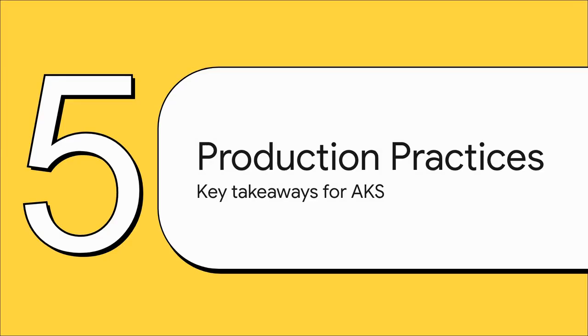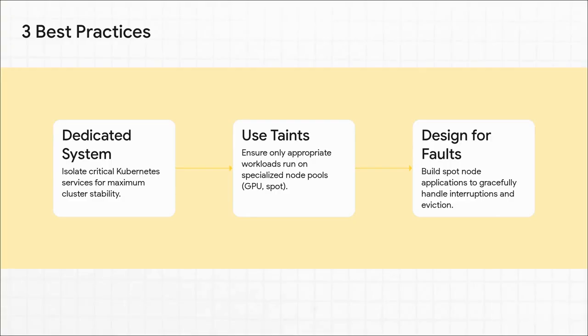Okay, let's wrap this all up. We're going to distill everything we've talked about into 3 essential, production-ready best practices for any AKS cluster you run. Number 1, always, and I mean always, create a dedicated system node pool. This isolates Kubernetes' own brain for way better stability.